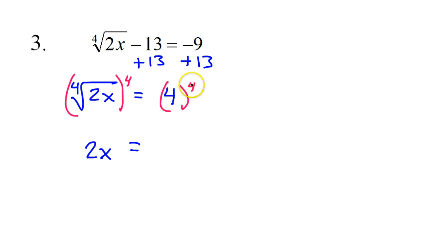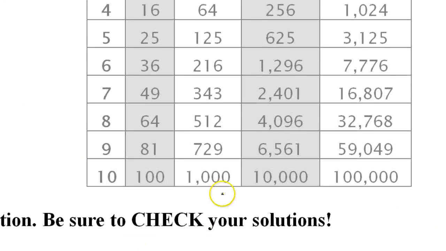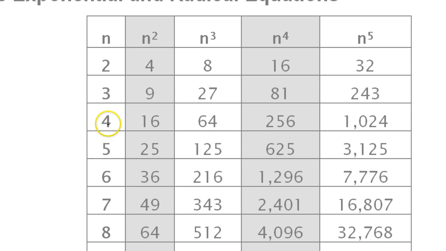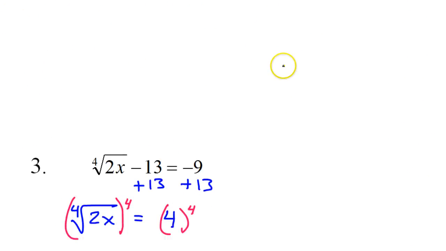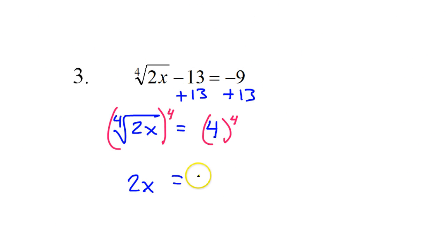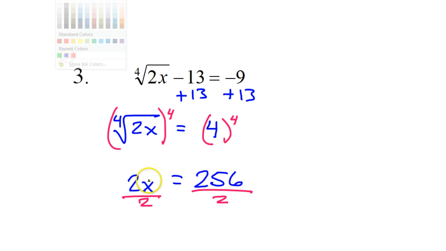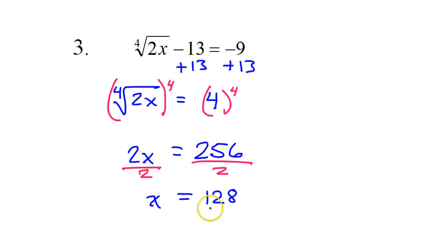4 to the 4th power, is that 256? I'm not sure. So let's see, 4 to the 4th power is 256. Okay, I've done this enough times, they're starting to stick. 256. Okay, so of course now I will divide by 2 on both sides. So x is equal to 128, and that is probably the answer.